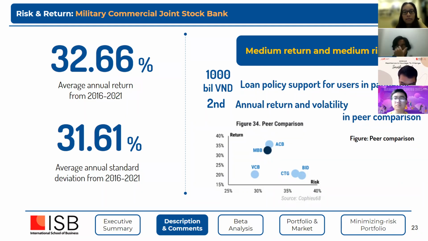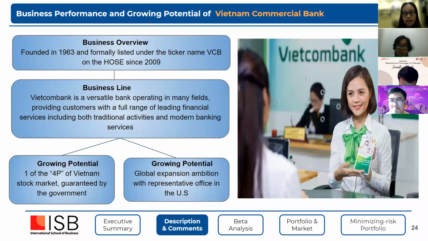Next slide, please. Alongside MB Bank, we also include Vietcombank on our watch list, formerly known as the Foreign Exchange Department. Founded in 1963, the bank was listed on HOSE in 2009 under the stock ticker VCB. VCB has made important contributions to the development of the country's economy as a key external bank. It is now a versatile bank operating in many fields, and it would be no exaggeration to say that if the Vietnamese stock market still exists, then so does VCB.